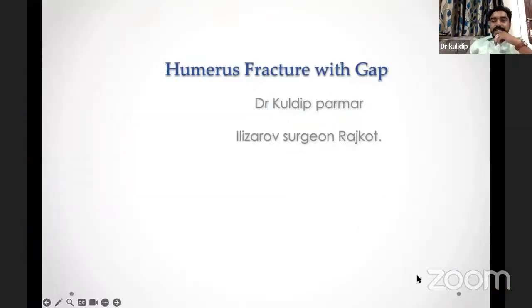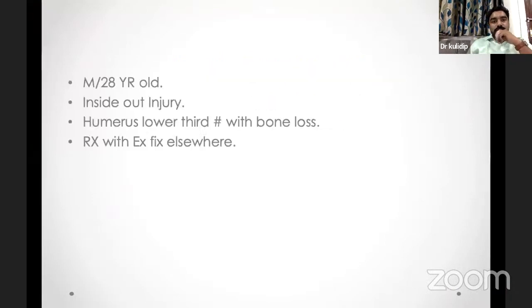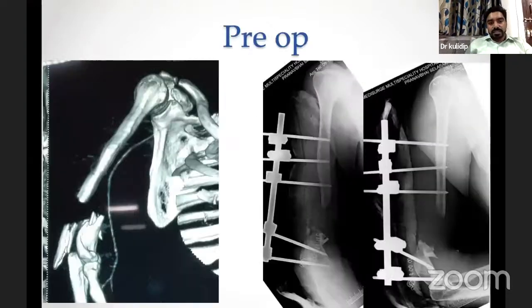So I practice in Rajkot, Saurashtra region of Gujarat. This was a 28-year-old male. He had an open inside-out injury, a lower third humerus fracture with bone loss, and was treated with an X-fix elsewhere. Here is the CT scan.